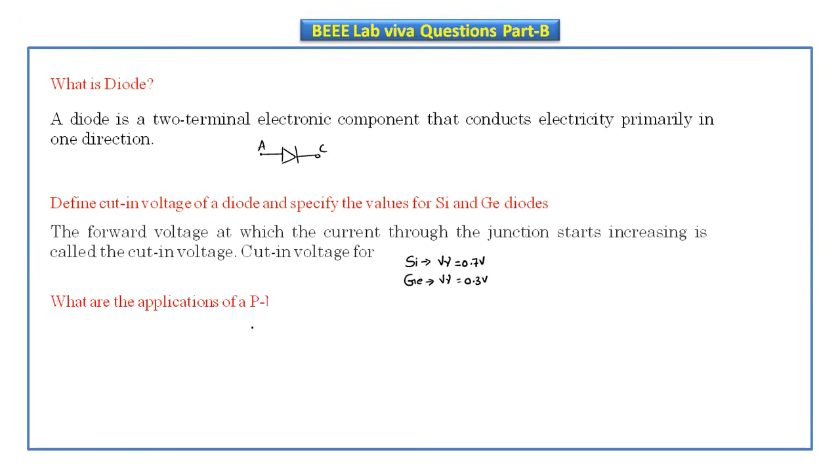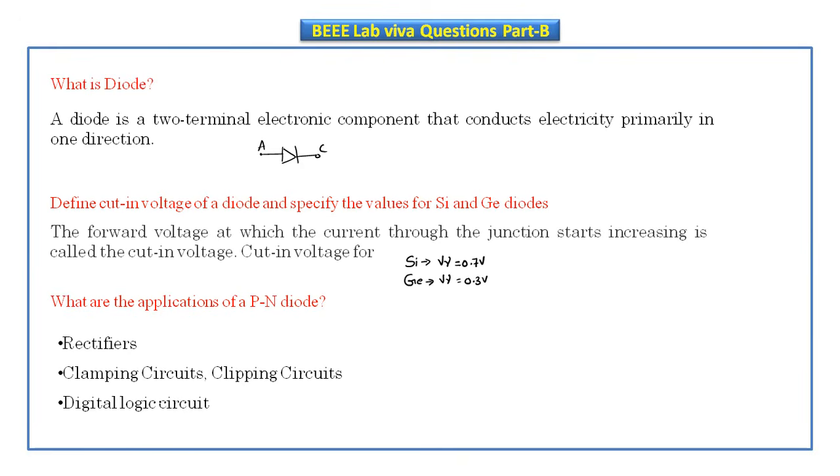Next question is, what are the applications of the PN-junction diode? The PN-junction diode is used in applications like rectifiers, clamping circuits, clipping circuits and digital logic circuits. And also we use it in voltage multipliers, etc. These are the applications of the PN-junction diode.